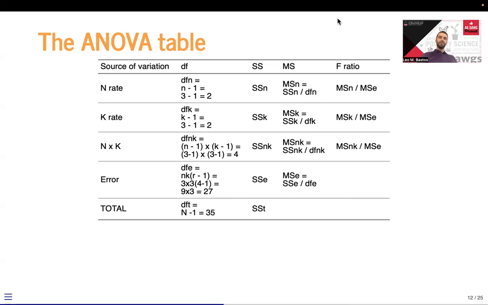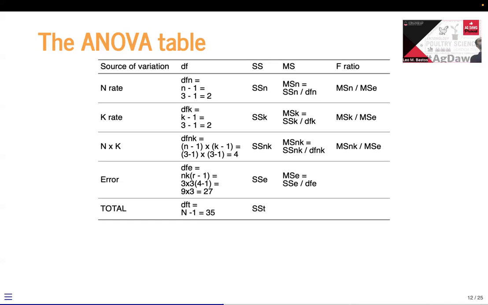So after we do this, then we calculate the F ratio, which is basically a division of the mean squares of that factor by the mean squares of the error. Now notice that the mean squares of the error is what goes in the denominator of the N rate F ratio, the potassium rate F ratio, and also the interaction F ratio. So we're basically saying this error here is what I'm using to test each one of these effects in my ANOVA. This is going to become important in future designs.